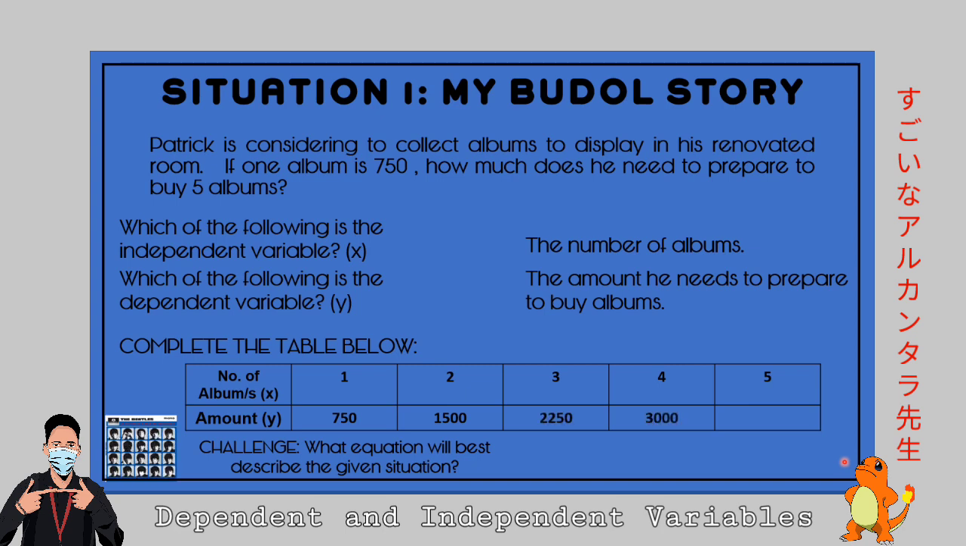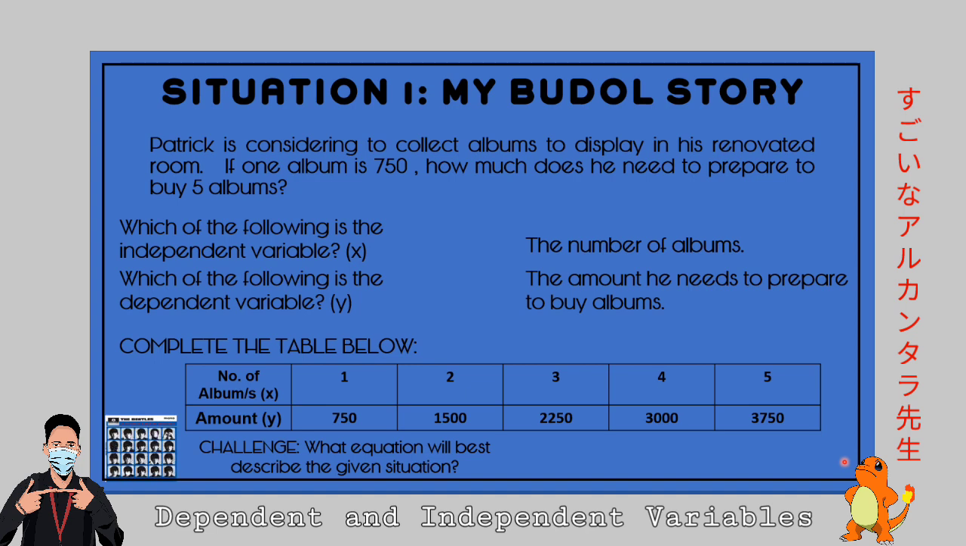And then if it's 4, it's 3,000. And if it's 5, it's 3,750. So what we're trying to figure out here is that there, I guess, is a pattern. And if we make use of variable as representation, so the amount is y, and it's equal to something in relation to x, which is the independent variable. So we could start always with that, which is y is equal to x. Y is the amount based on the word problem, and x is the number of albums.